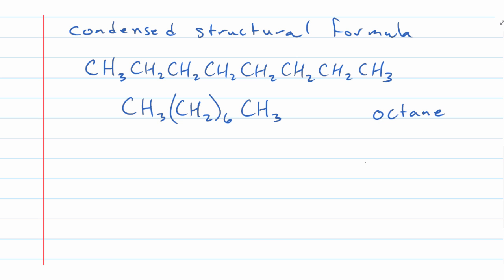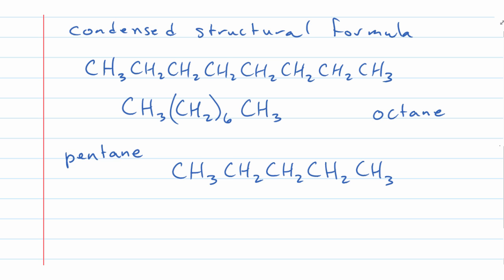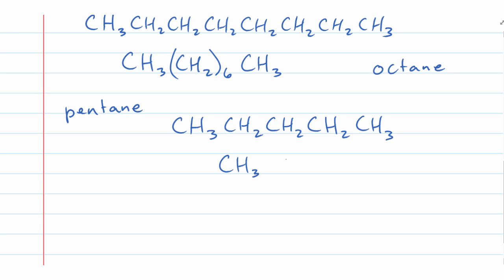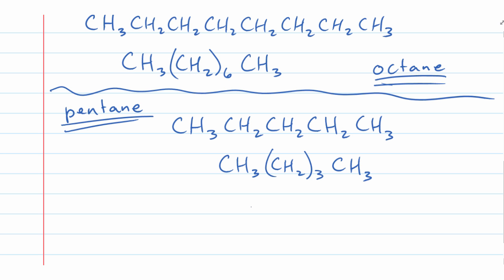So now, your next step would be to write out the condensed structural formula for pentane. Well, pentane is going to have how many carbons? 5. Carbon on the end is going to be written with a CH3. And then we'd write CH2 how many times? 3 times. And then on the end we'd put CH3. If we wanted to condense this even further, we'd write CH3, CH2 in parentheses, 3, and then CH3 on the end, and this then would be pentane. And again, the one above it here is the octane.